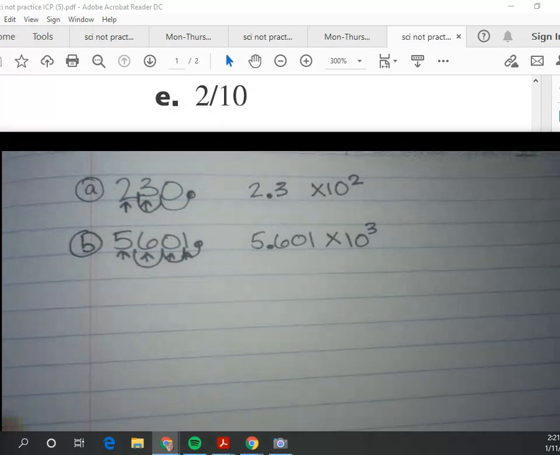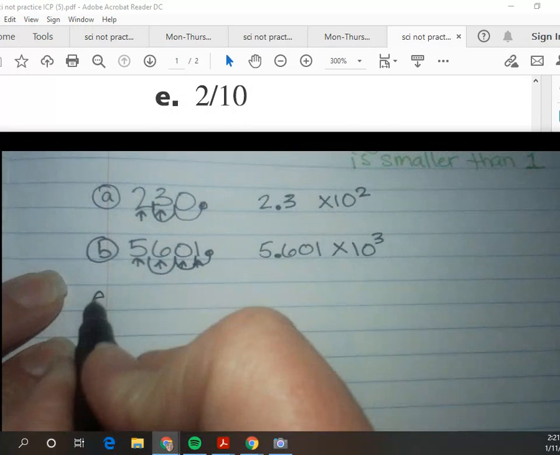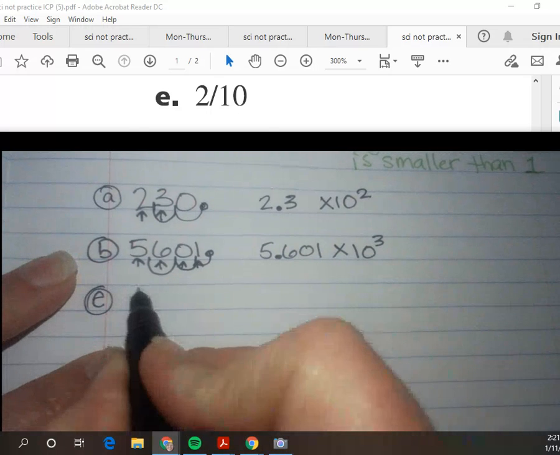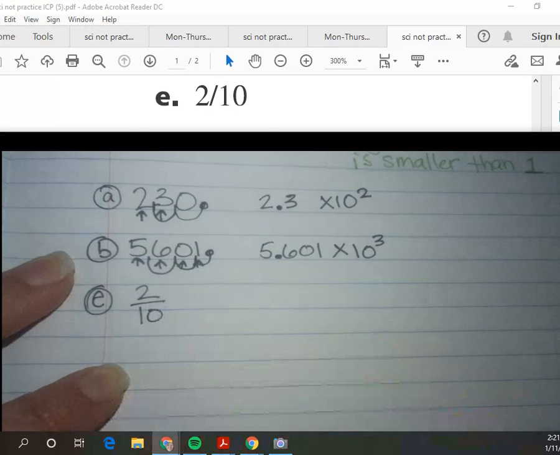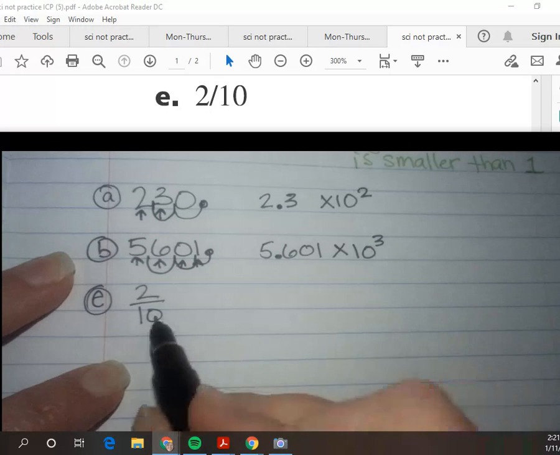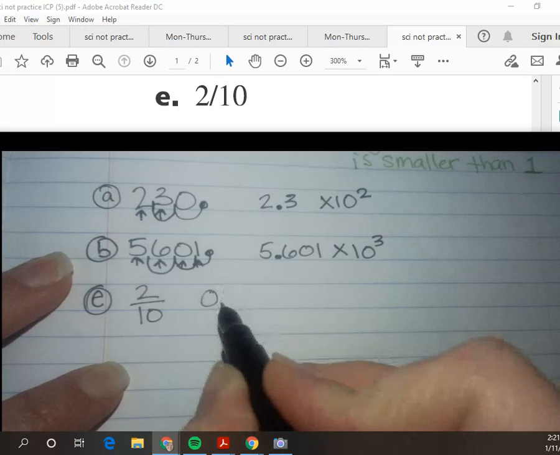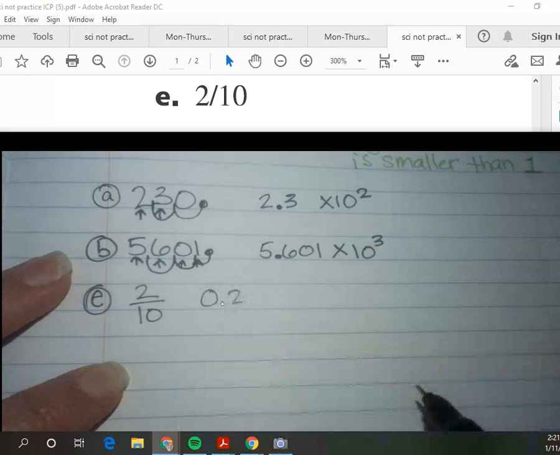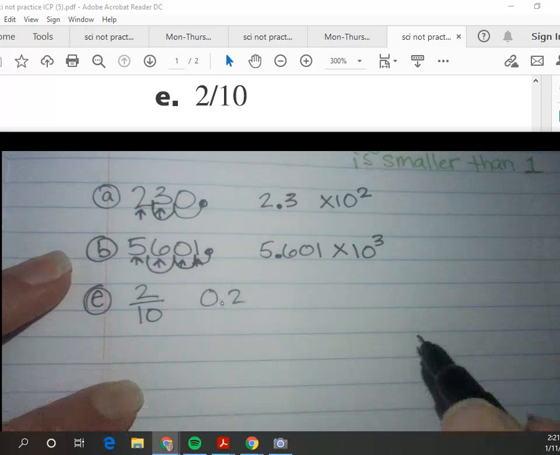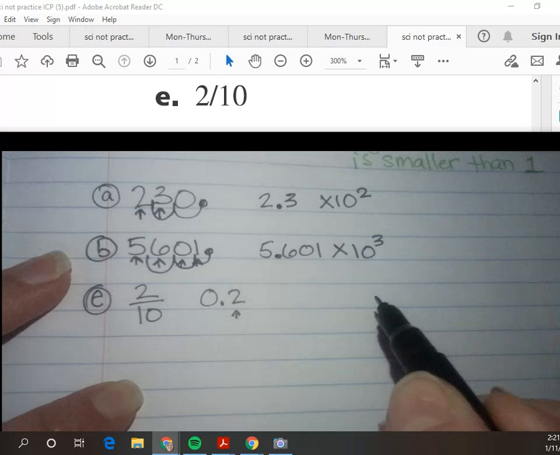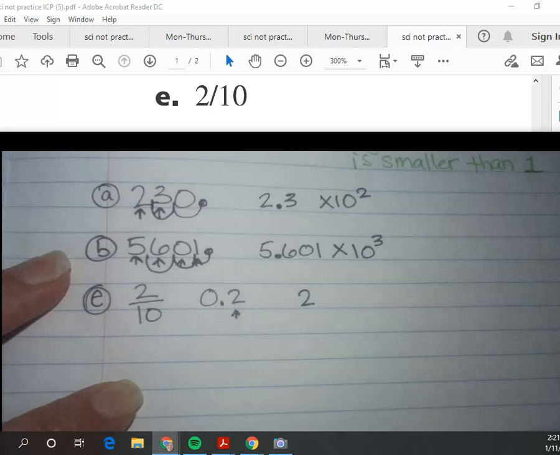All right, so we look at E. E is kind of a little different problem because it's 2 over 10. Can I move the decimal point in a fraction? No, I can't. So I have to change this into a decimal. So we know that the decimal of 2/10 is 0.2. Okay. So I know that only the 2 is significant. So I'm going to use that 2.